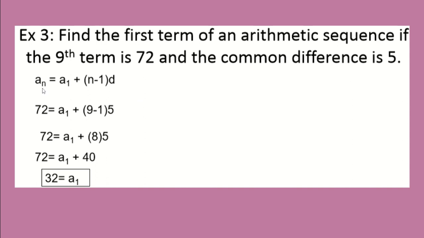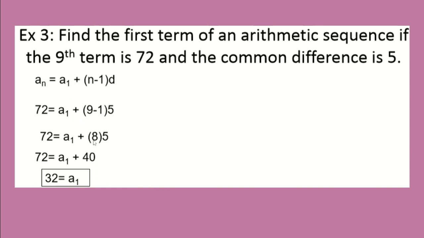So we know that the 9th term, or n, is 72. We know the common difference is 5. What we were looking for, or our x, if you want to call it that, is a sub 1. What is the first number in this sequence? So we're just working backwards.